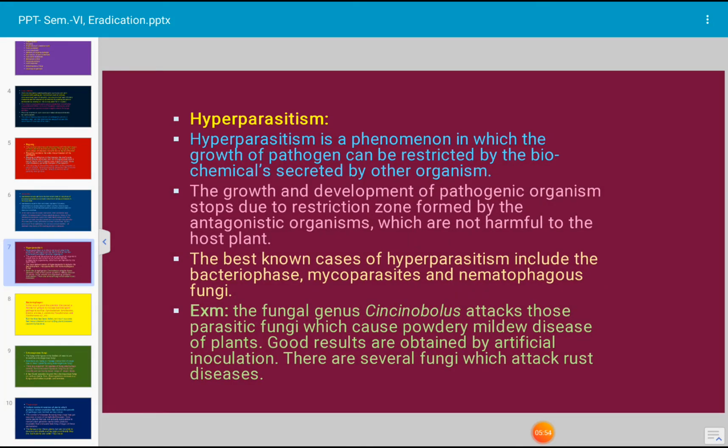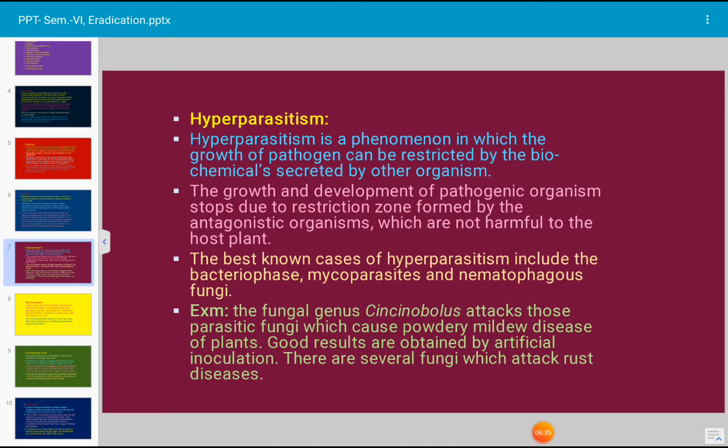Next, hyperparasitism. It is one more method of eradication of the pathogen. Hyperparasitism is a phenomenon in which the growth of the pathogen can be restricted by a biological method, that is, by the use of other organisms. The growth and development of the pathogenic organism stops due to a restriction zone formed by the antagonistic organisms which are not harmful to the host plant. The best known cases of hyperparasitism include the bacteriophage, mycoparasites and nematophagous fungi.